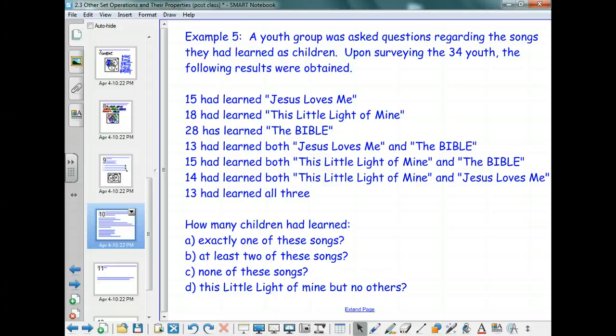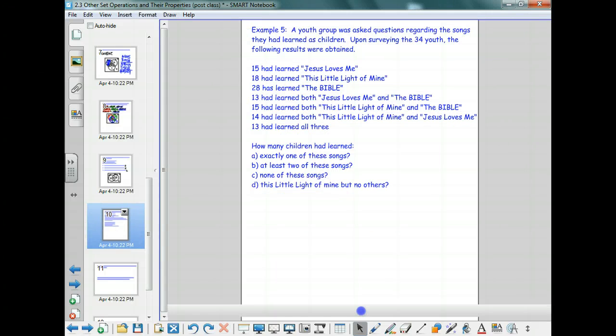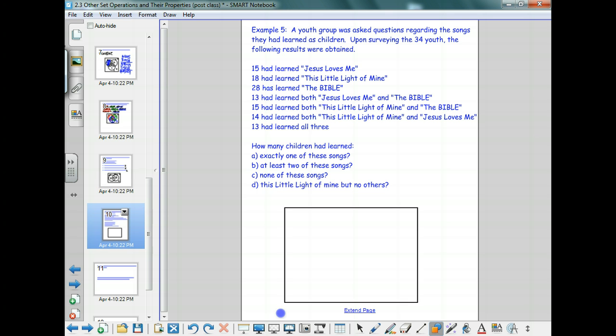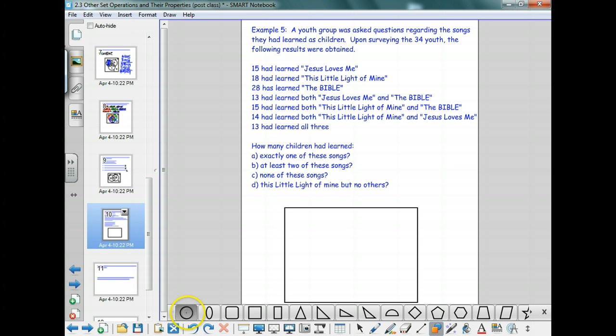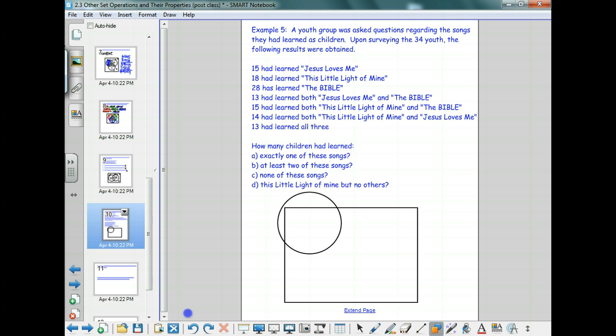And then it says 13 had learned all 3. And then we've got some questions about this. So what are we going to do? A Venn diagram. How many circles are going to be in my Venn diagram? 3. What are these circles going to be? All right, so one of them is going to be Jesus Loves Me. This Little Light of Mine.